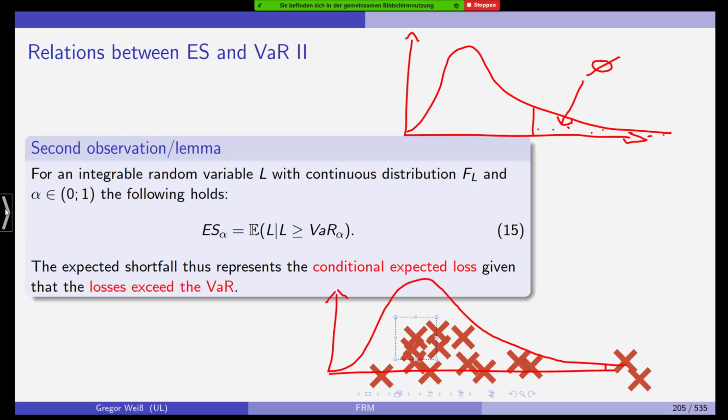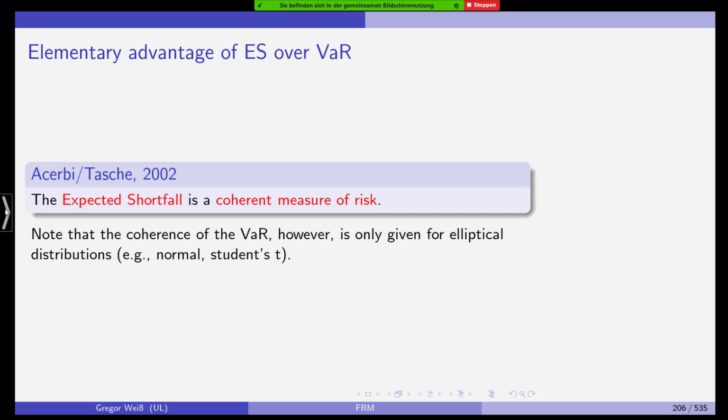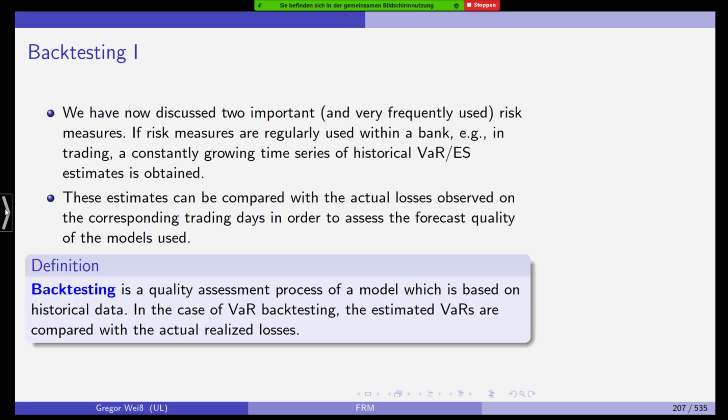Your database is much smaller than for the estimation of value at risk. So even though you have coherence, which is a nice theoretical advantage of the expected shortfall over value at risk, you still have the problem that it is much more difficult to estimate. Okay. Now, this brings us to backtesting.